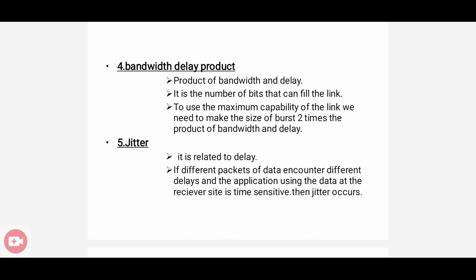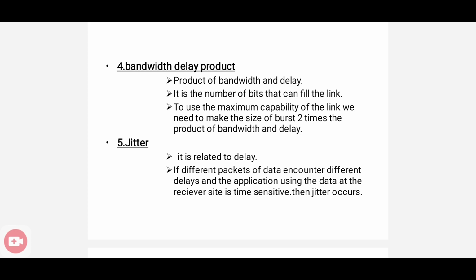And the fifth one is jitter. Jitter we had already discussed. It's a variation in the arrival of the message. It is related to delay. If different packets of data encounter different delays and the application using the data at the receiver side is time sensitive, then jitter occurs. If we have a number of different packets for a message and each packet has a different delay, it will definitely affect the message at the destination. It will cause some delays. So this is actually variation in the arrival of the packets. So jitter occurs.